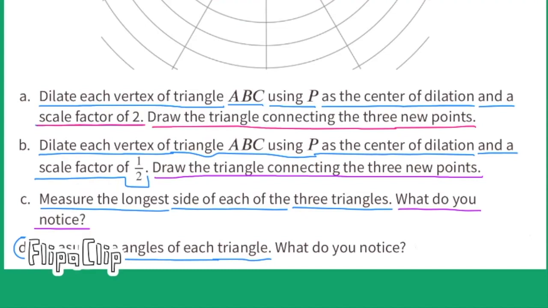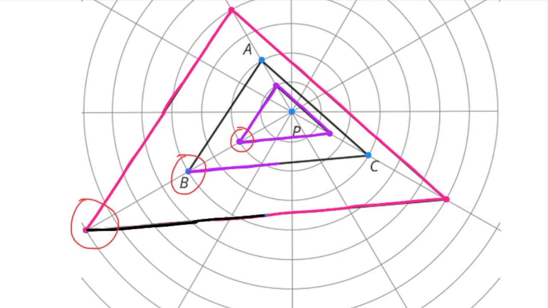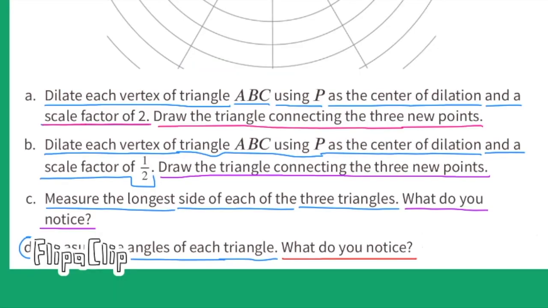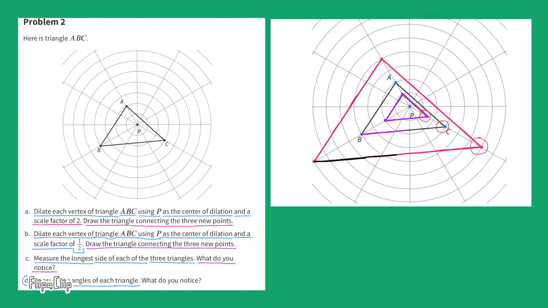D. Measure the angles of each triangle. You could use a protractor to measure these angles, but instead I'm just going to compare these corresponding angles. What do you notice? I notice that the measure of each angle remains unchanged as the scale factor changes.